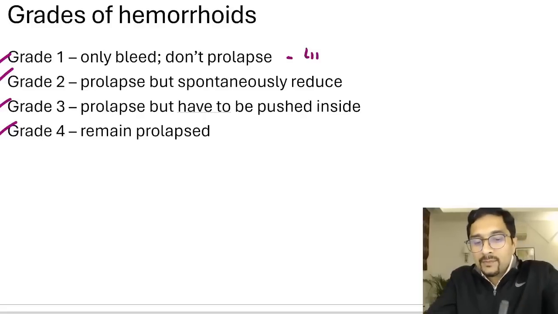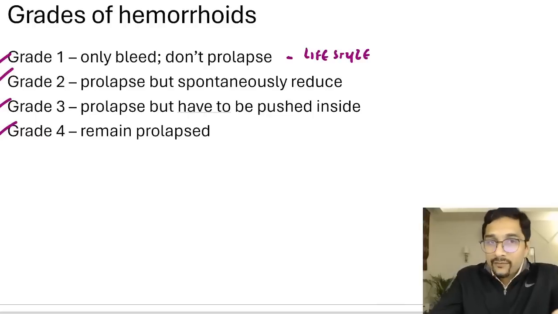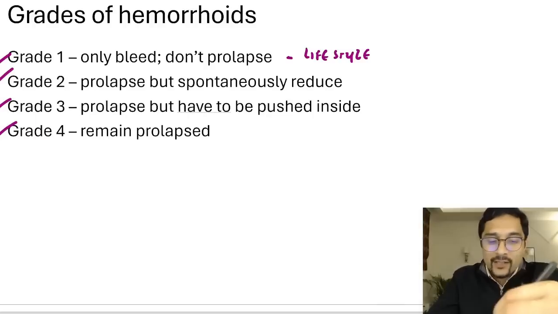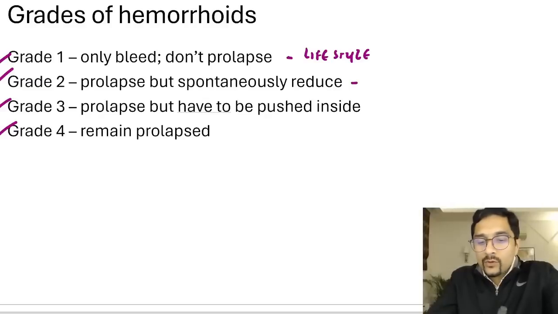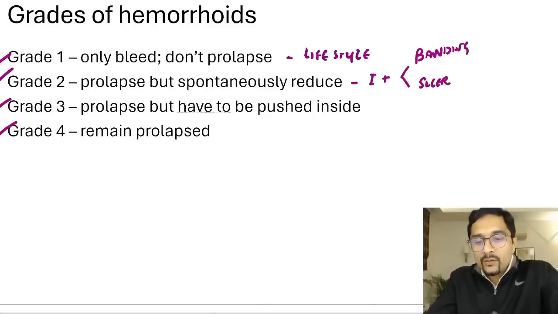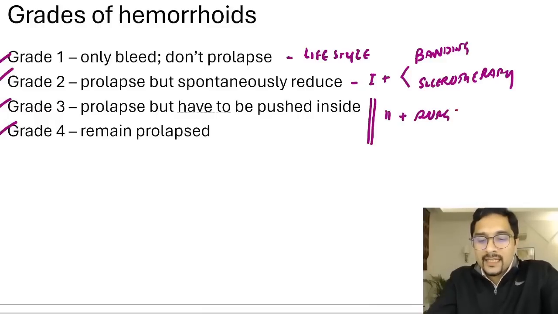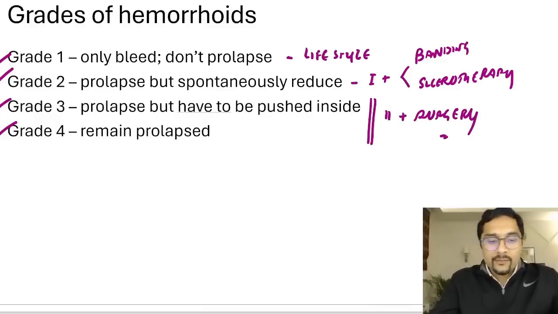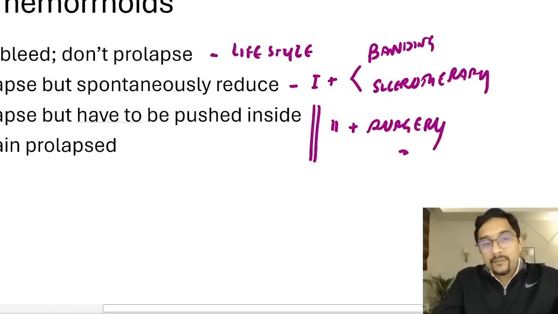Grade 1 we just manage by lifestyle changes which are similar to what we discussed for anal fissures in the starting of the video. For grade 2 you have to do management for grade 1, plus we will either do banding or we will do sclerotherapy, right? And out of these two, banding is better than sclerotherapy. Grade 3 and grade 4, the management is like grade 2, plus we have to carry out surgery. And the latest surgery for hemorrhoids these days is stapler hemorrhoidopexy.